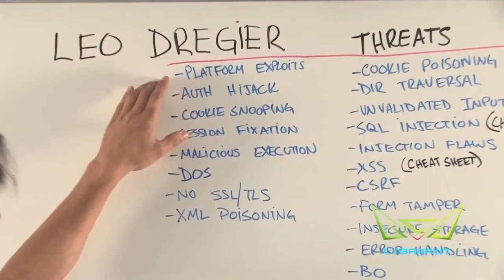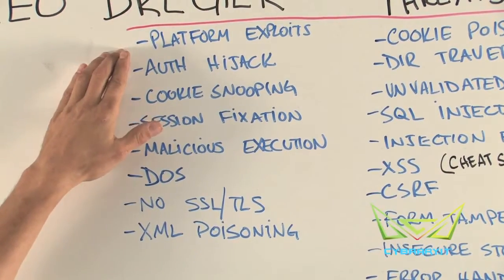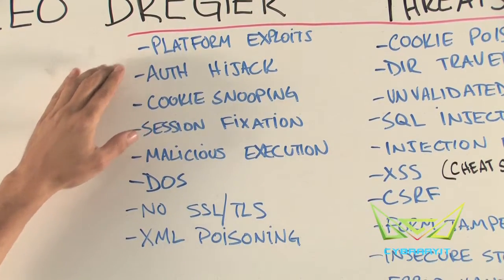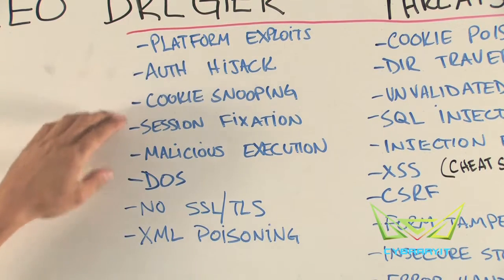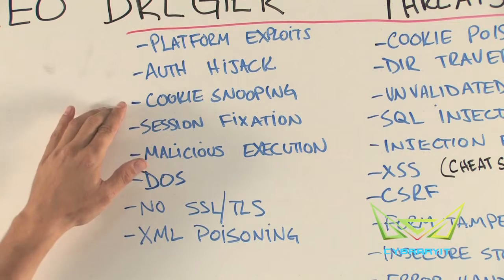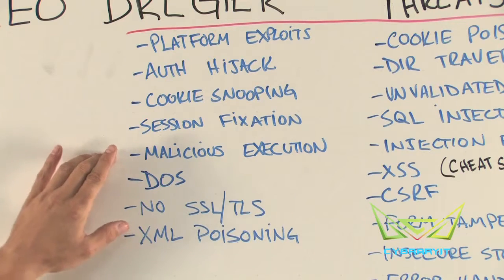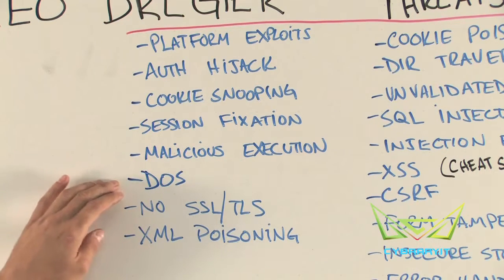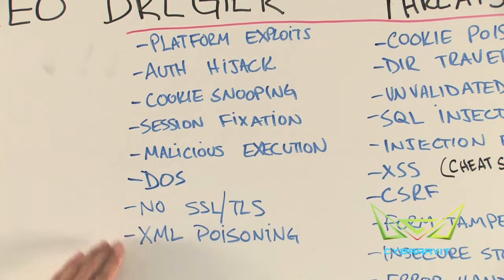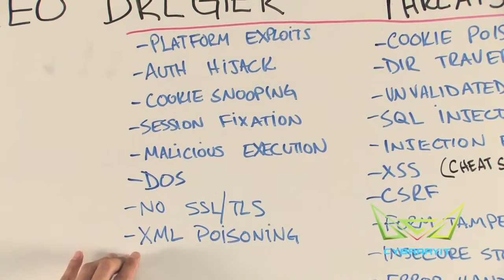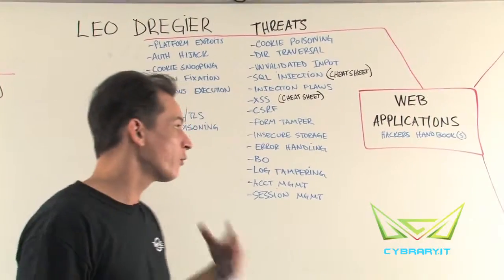platform-specific exploits, either the application in themselves, be it Joomla, Drupal, WordPress, or maybe at the operating system level, is it Unix versus Windows, etc. Authentication hijacking, see the session hijacking module. Cookie snooping, just finding out what's in the cookie in itself. Session fixation, tricking the user. Malicious code execution. Denial of service, that's its own field of study. No encryption, no SSL, no IPsec, no transport level security, even XML poisoning.